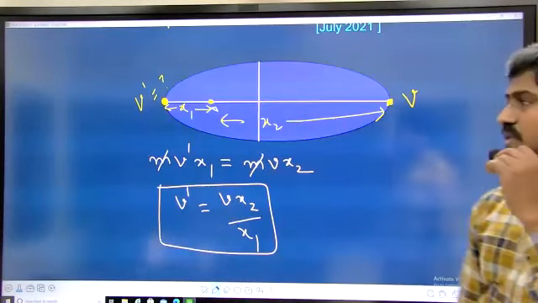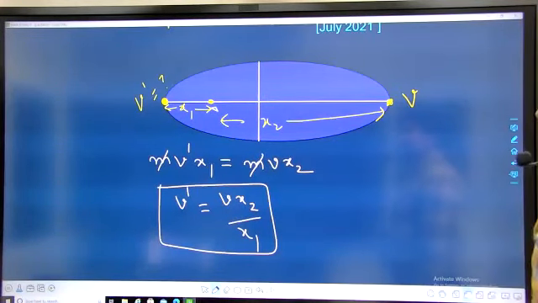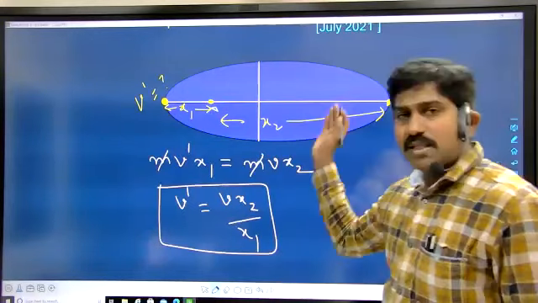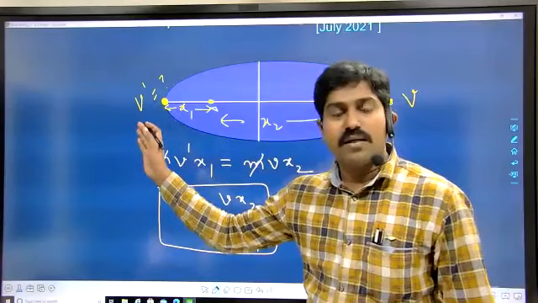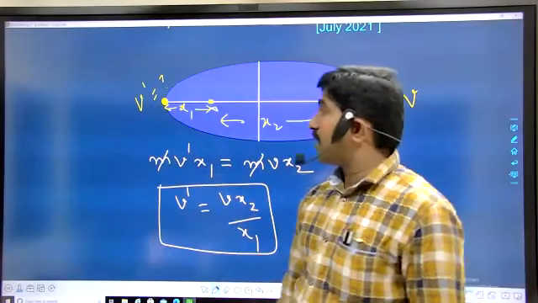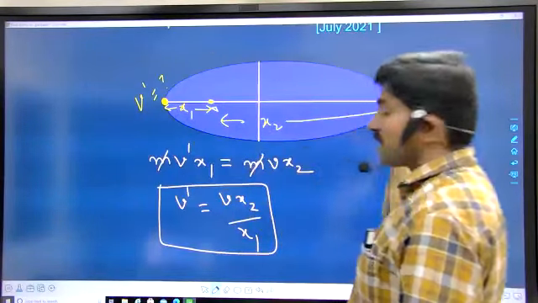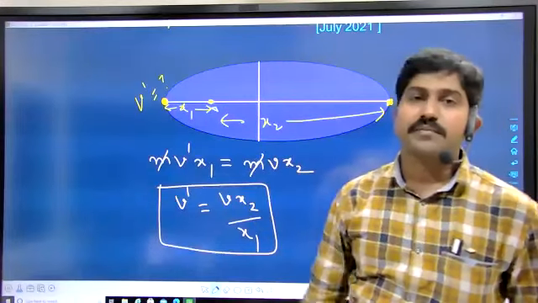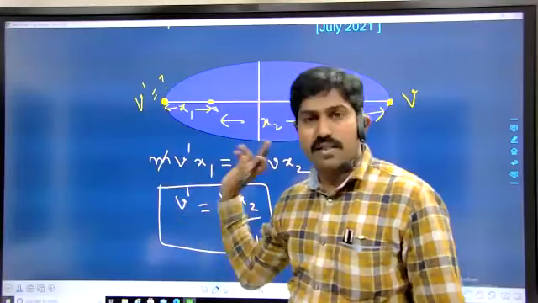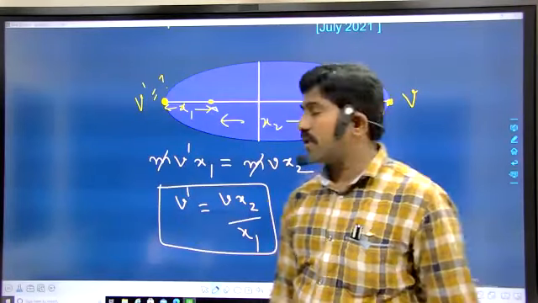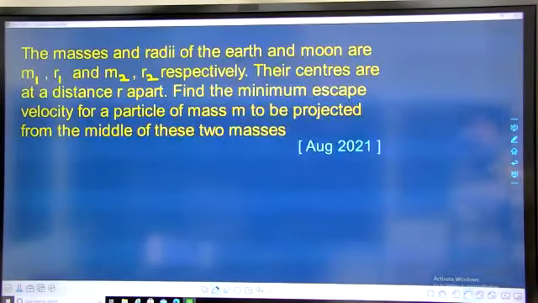See how easy the question is. The minimum and maximum distances were given, minimum velocity is given, maximum velocity they're asking us. Here we should know the point that while any planet is revolving, angular momentum remains constant throughout the path. That point we should know here. Okay. Next. See the next question.